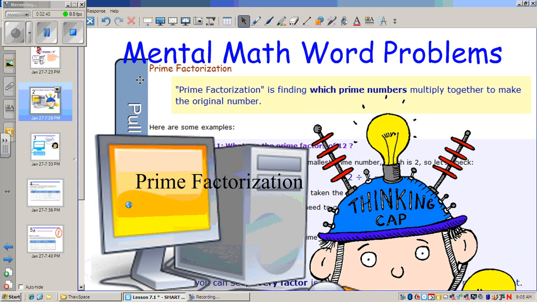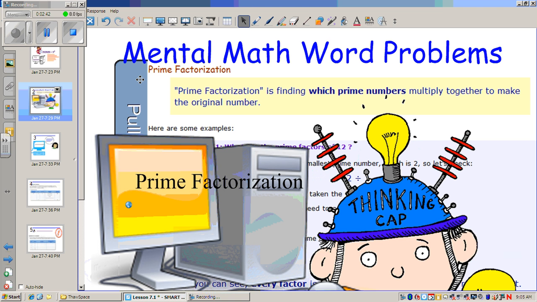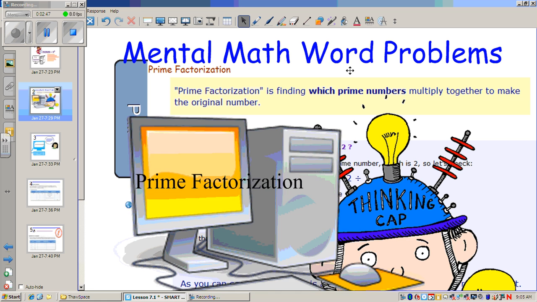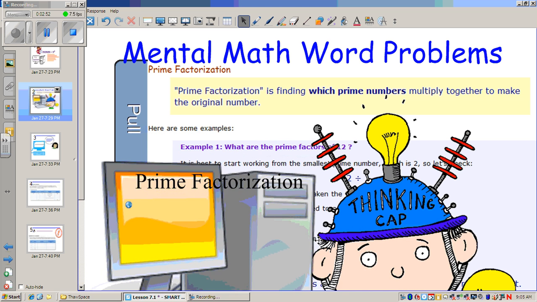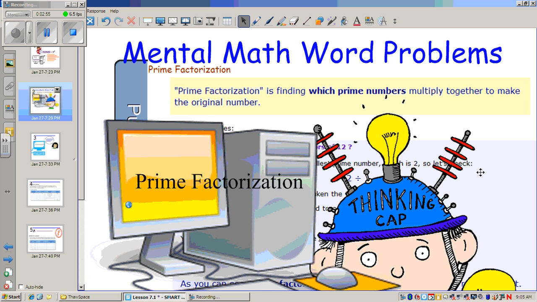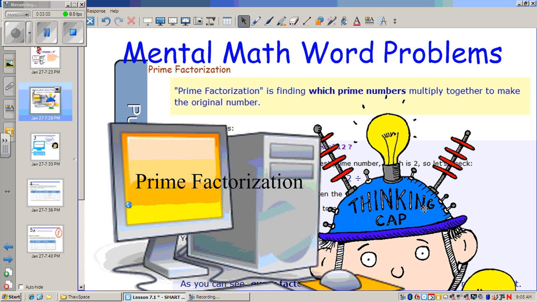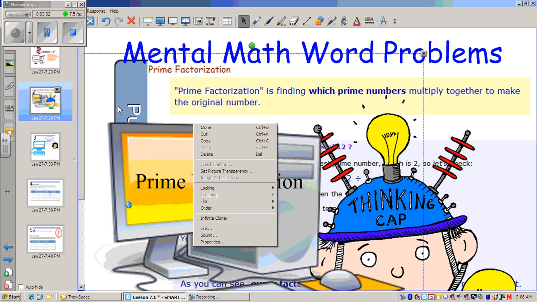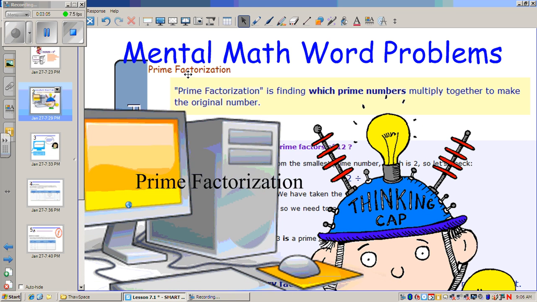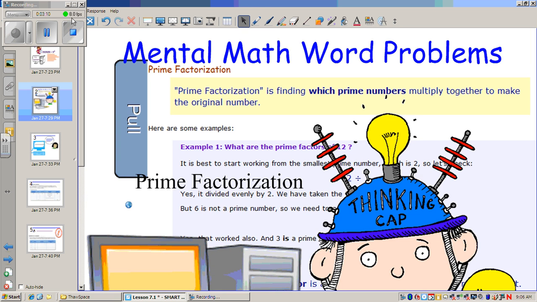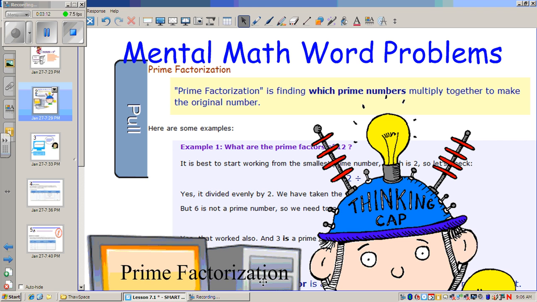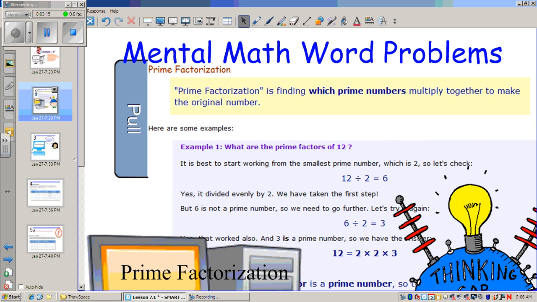All right, so prime factorization is finding which prime numbers multiply together to make the original number. So it says here are some examples. I'm going to try to move my little friend. Need to click off of that. I'm having issues, aren't I? All right, well, I'm going to move it down then and just move it out of the way. I'm going to move my friend over here so we can see it.